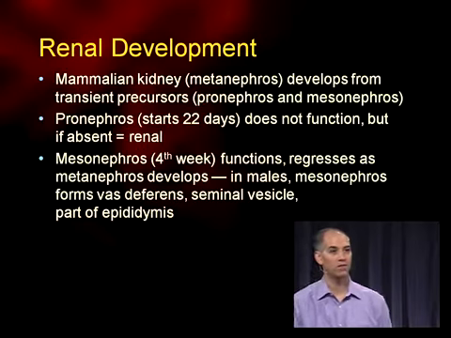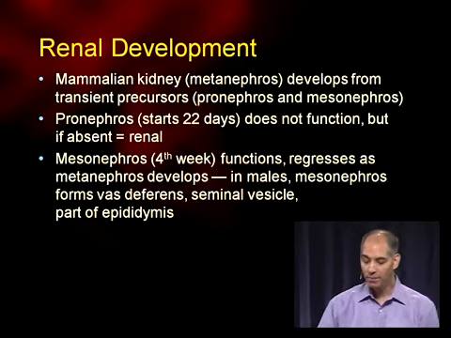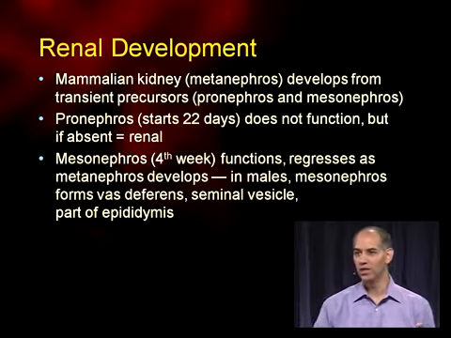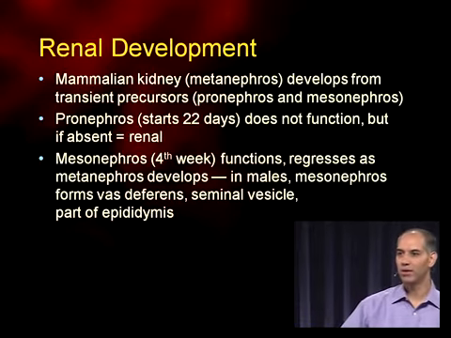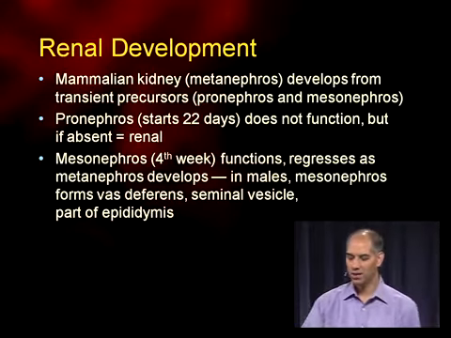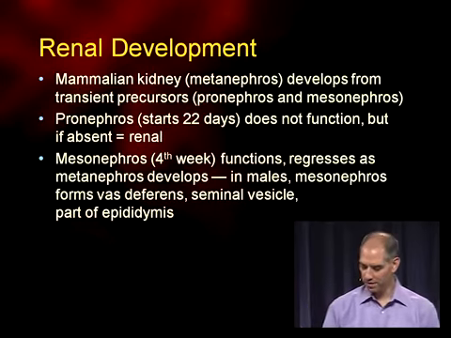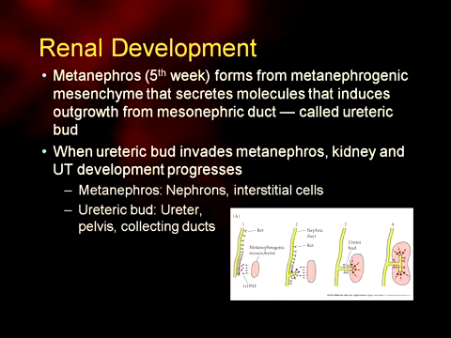Next is your mesonephros, which takes place about a week later, and it actually functions, but only transiently, and then it regresses. Although in boys it doesn't completely regress because it becomes the vas deferens, the seminal vesicles, and part of our epididymis. Now the metanephros, which is our actual functioning kidney, starts at about the 5th week of gestation, and it starts from the metanephrogenic mesenchyme. It's this little bit of goo that sits out here, and that goo will secrete some chemicals that induce the mesonephric duct to form ureters.